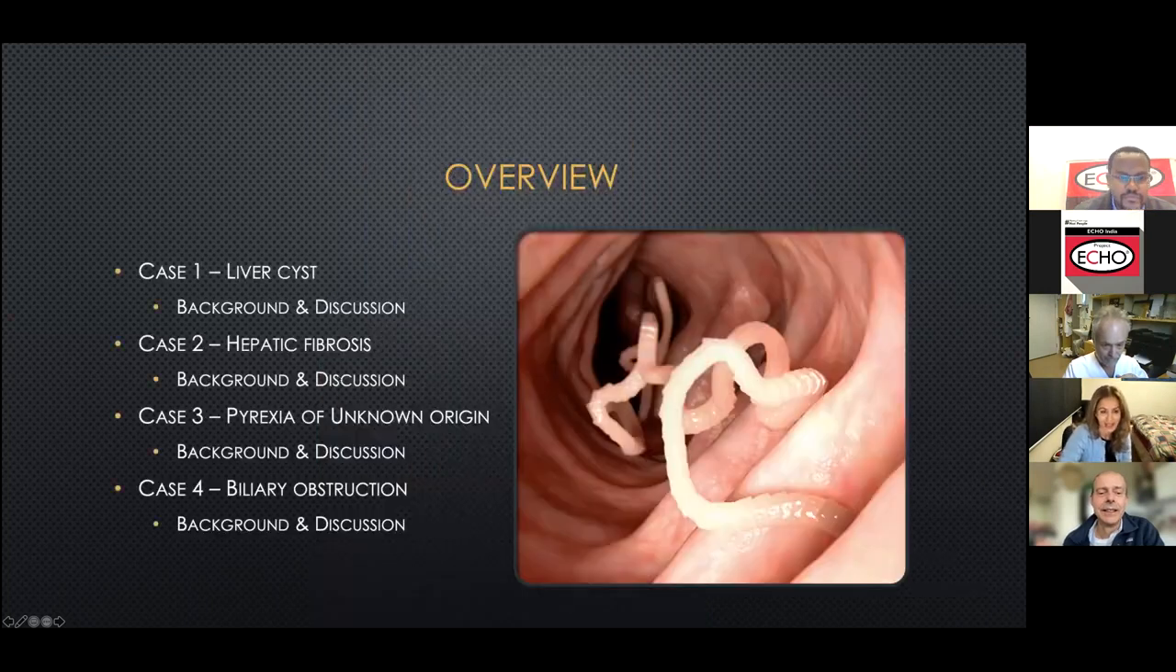Case-based lecture, and we're going to have 4 cases. 3 of them are ones that I was directly involved with, and one of them was a gift from Professor Obstruction, so we'll go through those. So the first one will be about a liver cyst, the second one, hepatic fibrosis, the third one is a case of pyrexia of unknown origin, and the fourth one is a case of biliary obstruction.